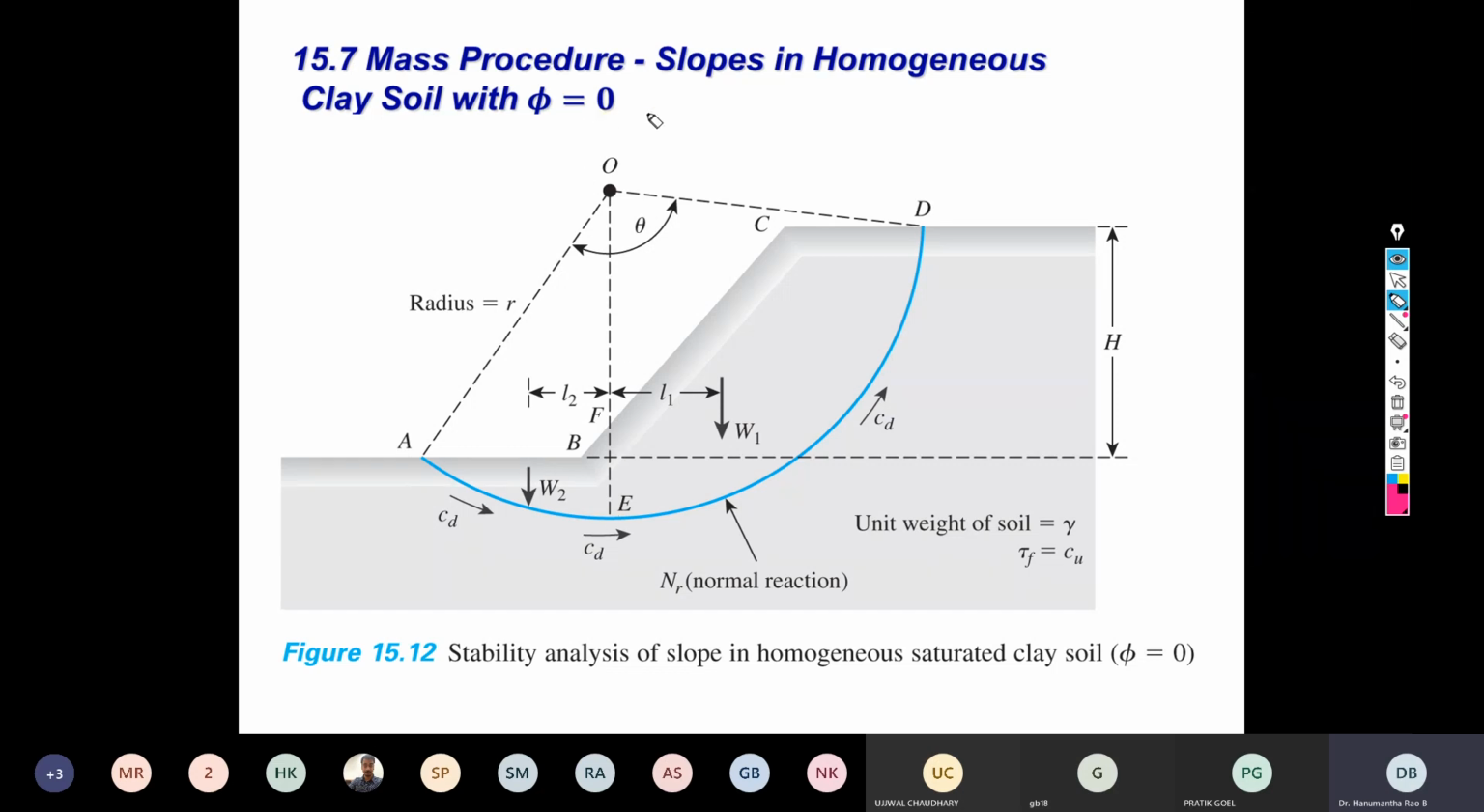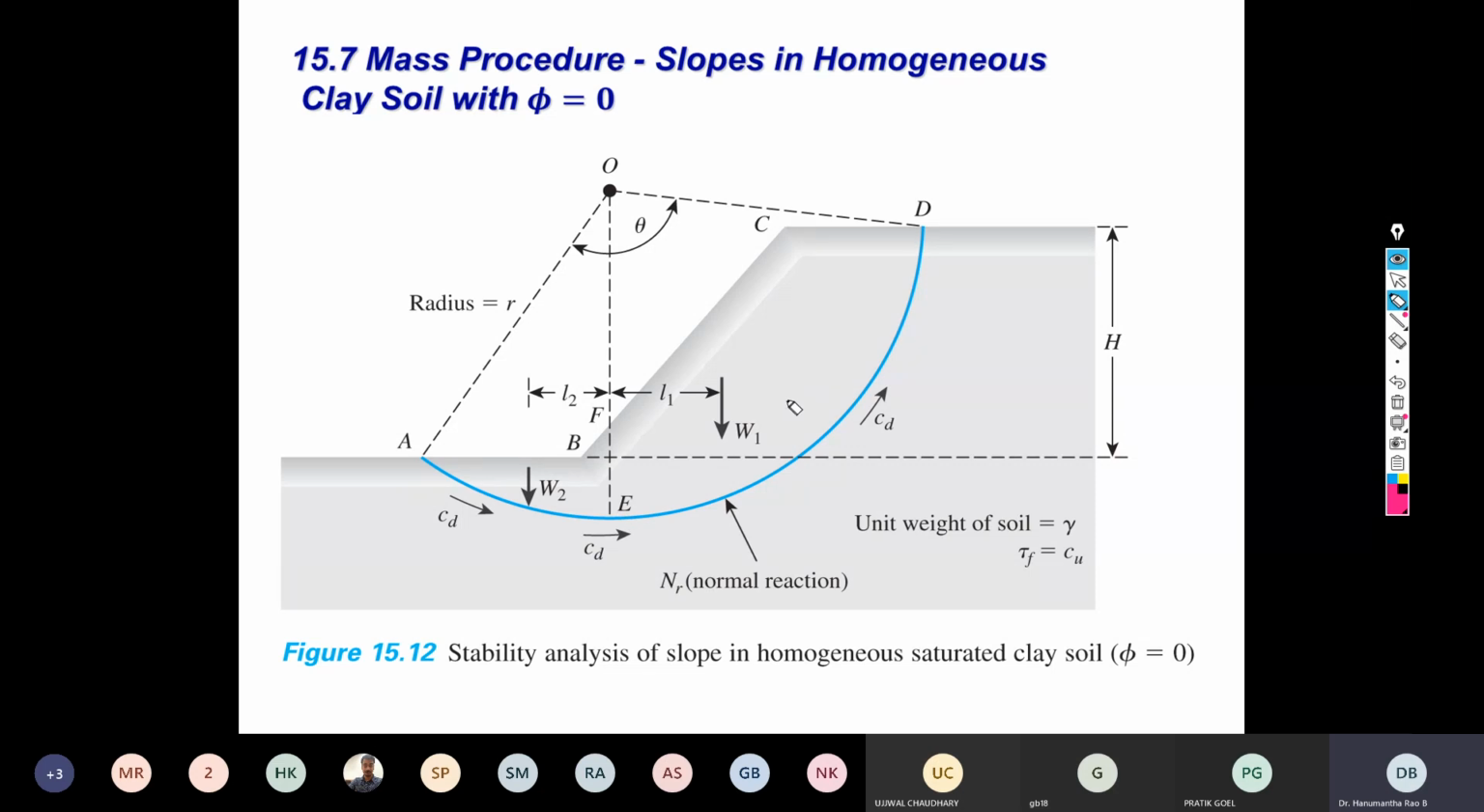In phi equals 0 analysis, it is normally assumed that, suppose W1 is the weight of the soil mass on one side of the center of the circle, that is O and E. So here B, C, D, E is one weight of the soil mass, and A, B, E, A is another soil chunk. Therefore the weight of A, B, E, A is W2, and the weight of D, C, B, E is W1.